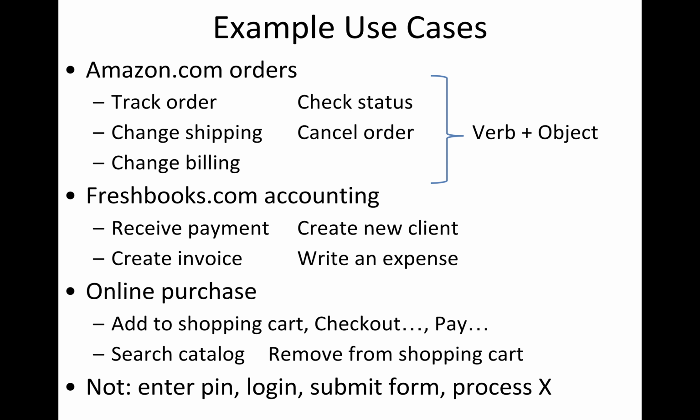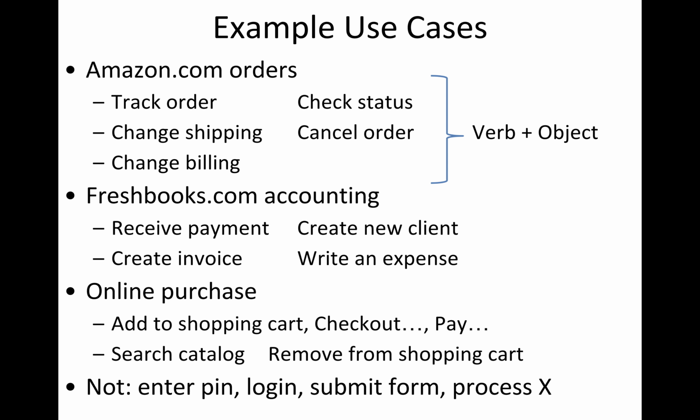So here's just a quick overview of some of the use cases that you might have at different applications like Amazon. Certain things users might want to do: track their order, check the status, cancel an order, change their shipping. And typically they're captured in a verb phrase, right, where you have a verb and then the object of that verb.